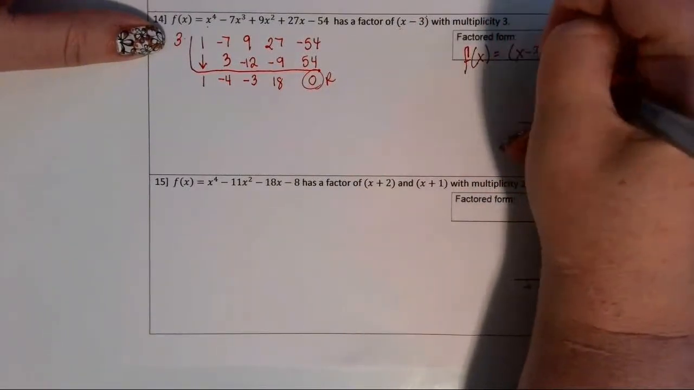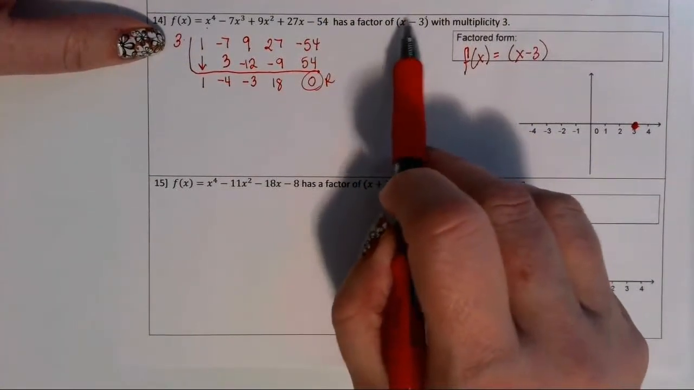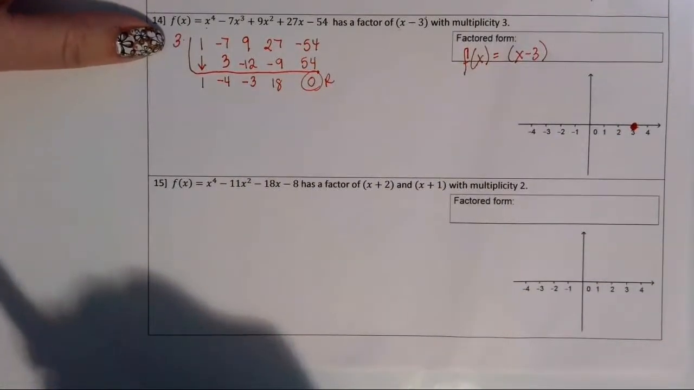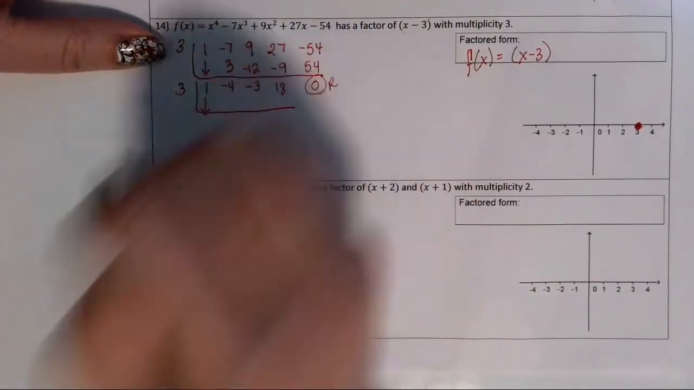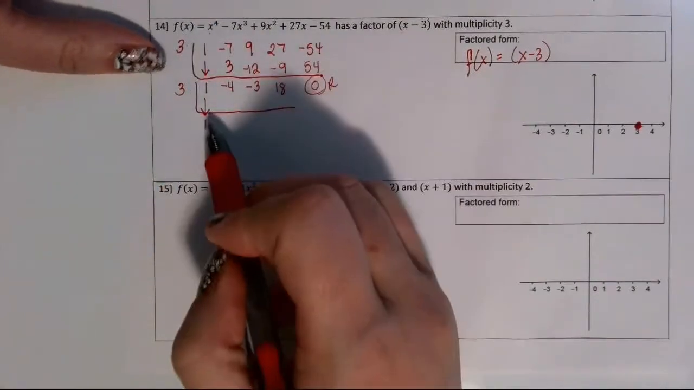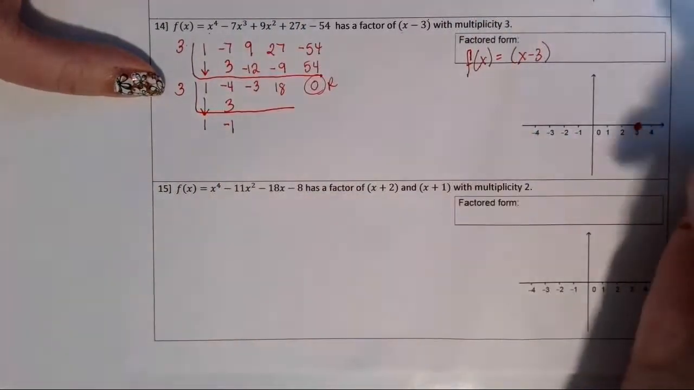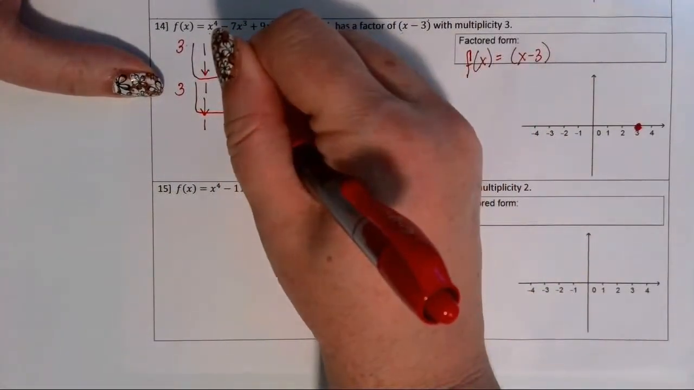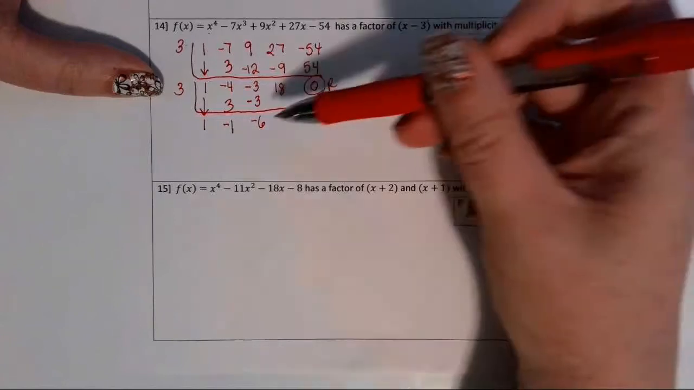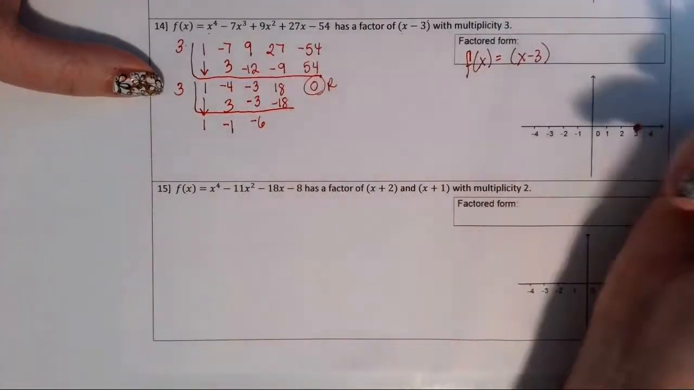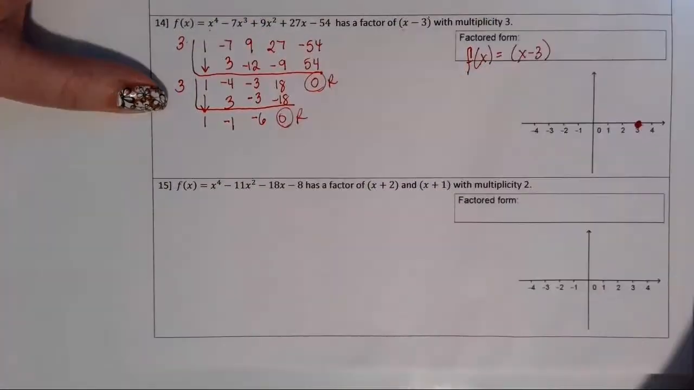So we have a factor of x minus 3. Now the instructions tell us that x minus 3 has multiplicity of 3. And so that means I can divide again with that same divisor of 3. I bring down the first term. 1 times 3 is 3. Then we add. Negative 4 plus 3 is negative 1. Multiply. Negative 1 times 3 is negative 3. Add. Negative 3 plus negative 3 is negative 6. Then multiply. Negative 6 times 3 is negative 18. Add. 18 plus negative 18 is 0. There's our remainder of 0 that we love.